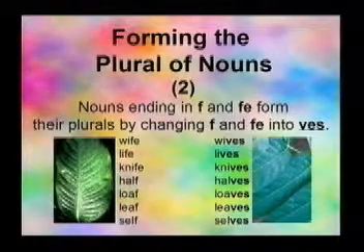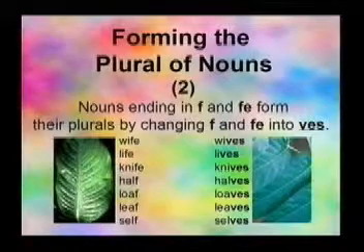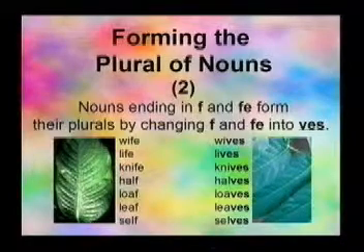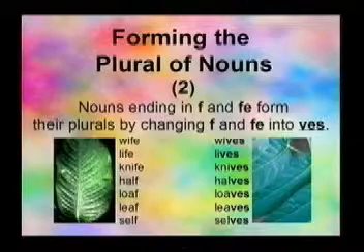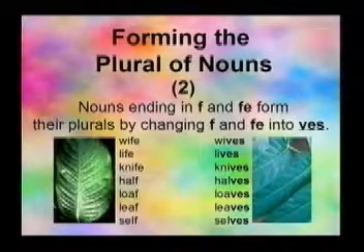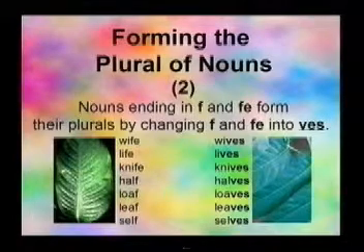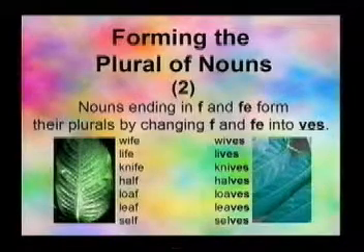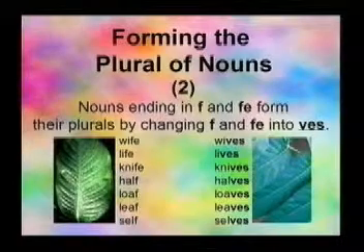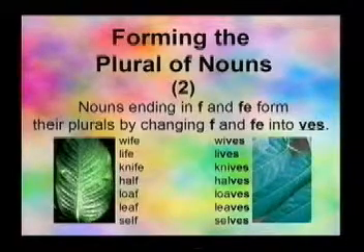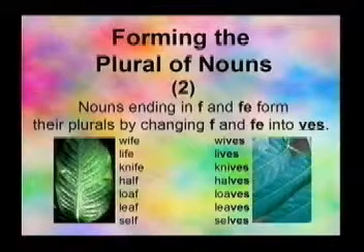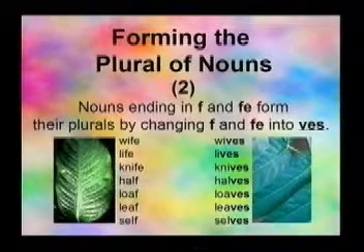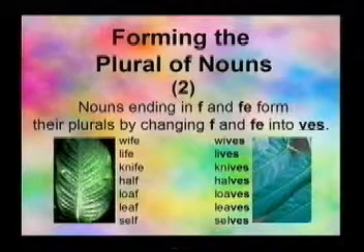Number 2, nouns ending in f and fe form their plural by changing the f and the fe into ves. For example, for singular, wife. For plural, wives. Life, lives. Knife, knives. Half, halves. Loaf, loaves. Leaf, leaves. Self, selves.